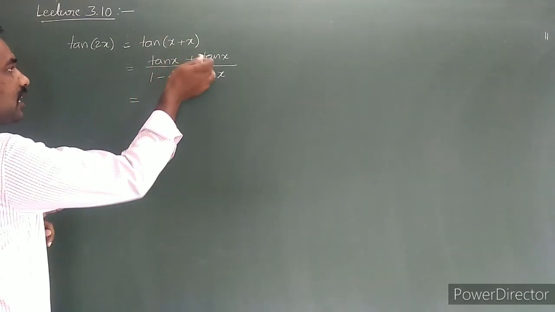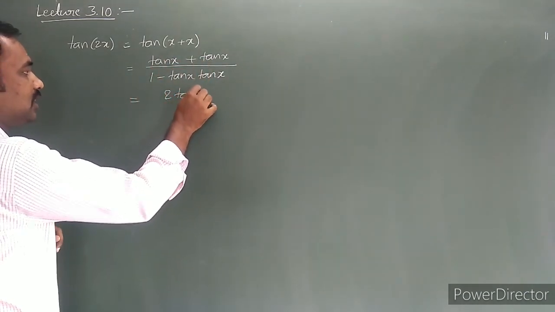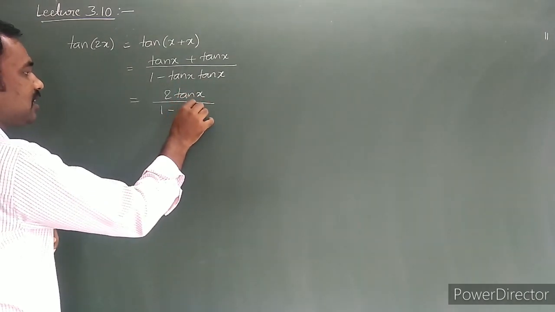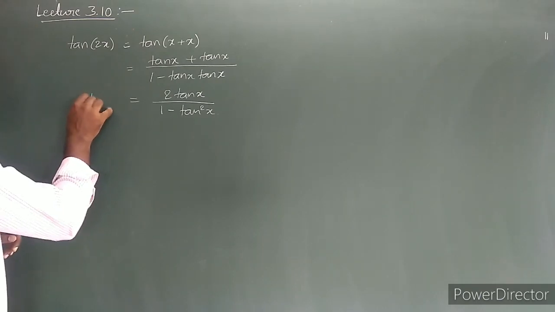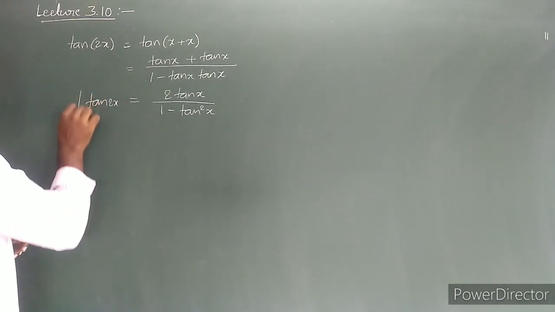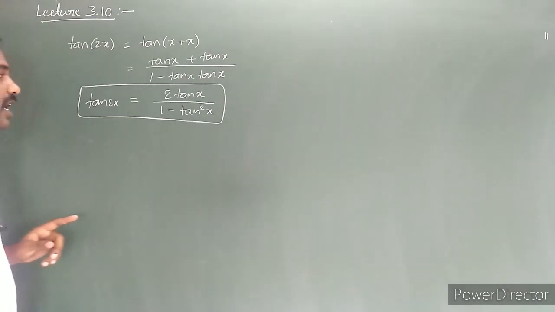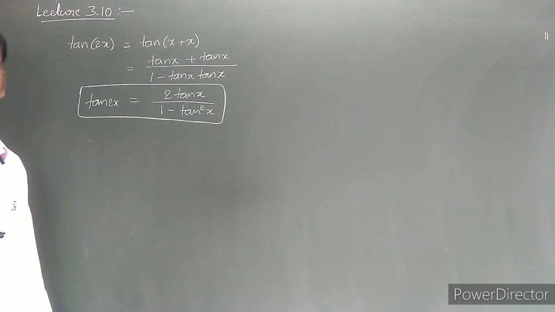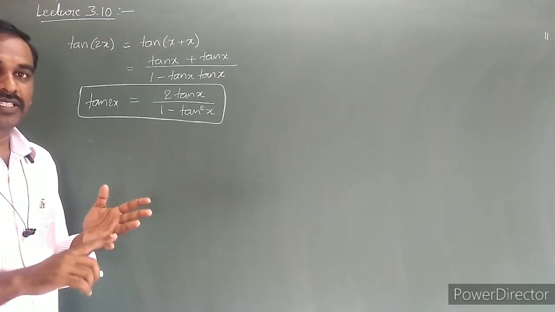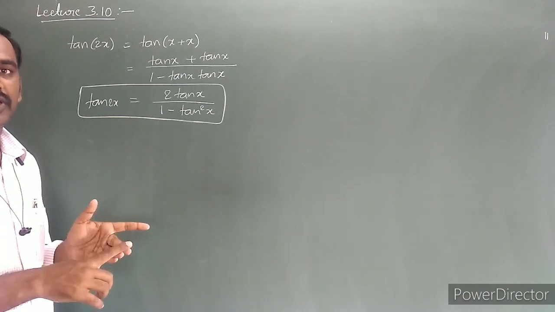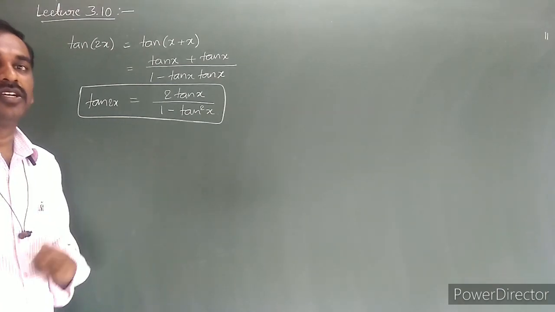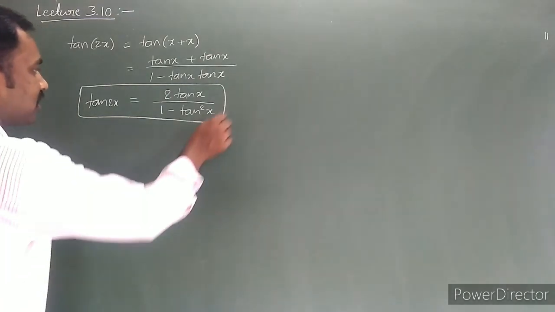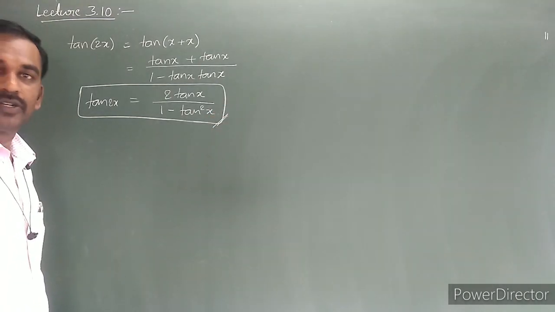Now what can we write? Tan x plus tan x is 2 tan x, divided by 1 minus tan x into tan x, which is tan square x. So tan of 2x is equal to 2 tan x divided by 1 minus tan square x. This is the tan 2x value. So we got the sin 2x value, cos 2x value, and tan 2x value. Sin 2x has 2 results, cos 2x has 4 results, and tan 2x has only 1 result. These are the multiple angles for 2x.